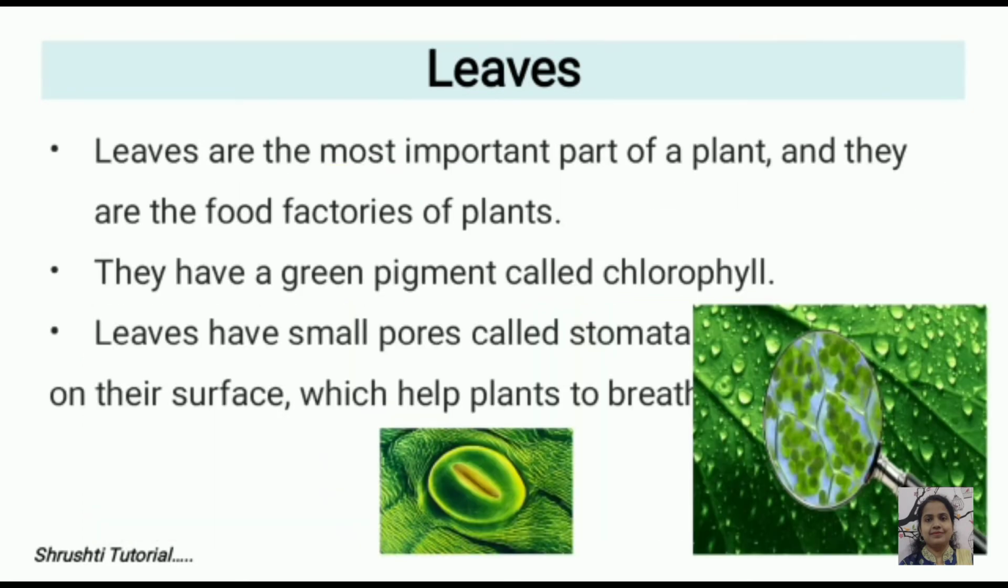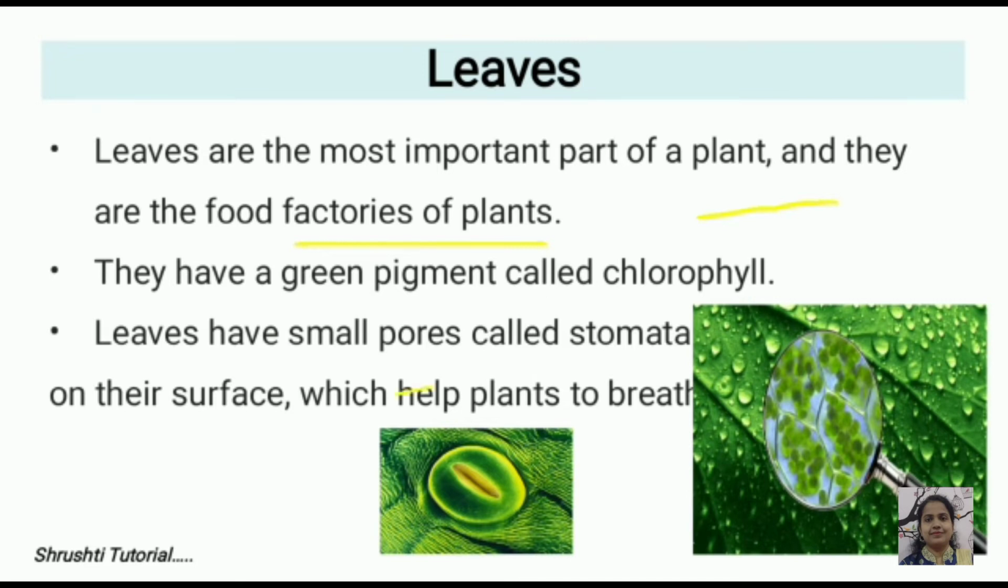Leaves. Leaves are the most important part of a plant. They are the food factories of the plant. We can say, as we know, the leaf is known as the kitchen of the plants, because the leaves prepare the food for the plants with the process of photosynthesis. So leaves are very important for the plants.